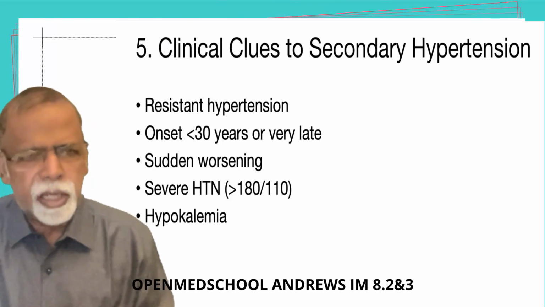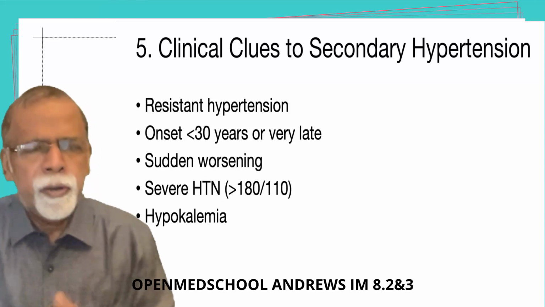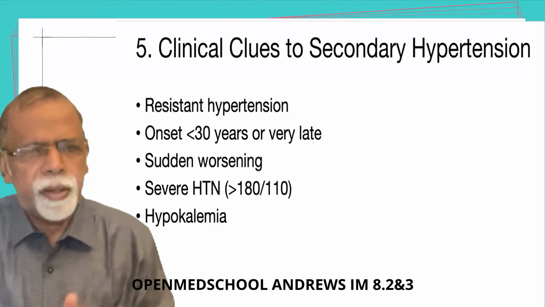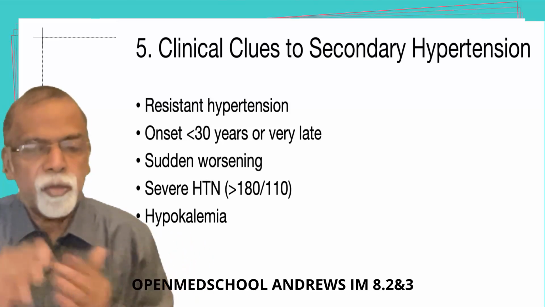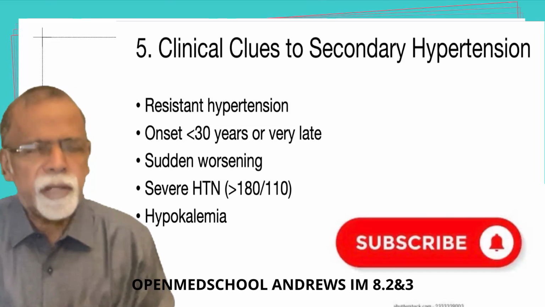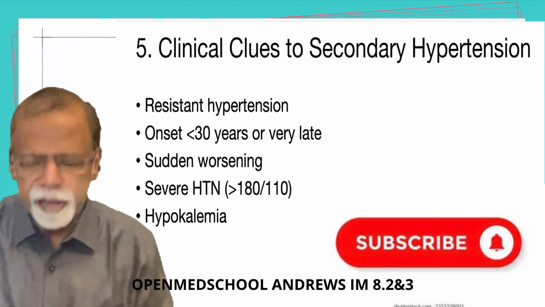So, what are the clinical clues to secondary hypertension? One is hypertension not responding to routine medicines, that is, resistant hypertension to drugs. Third, onset before the age of 30 years or very late, early age or late age. Sudden worsening, severe hypertension, that is BP more than 180/110, and hypokalemia.